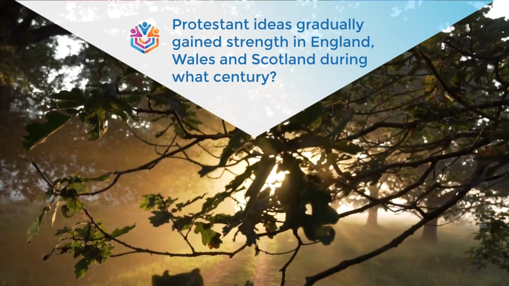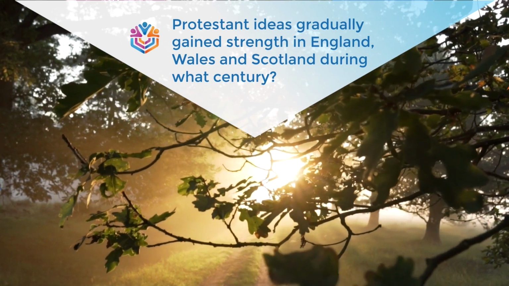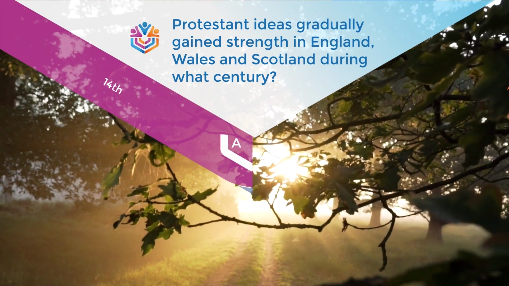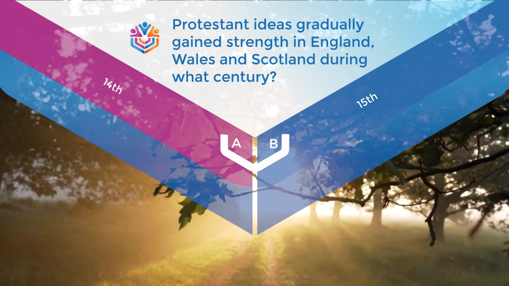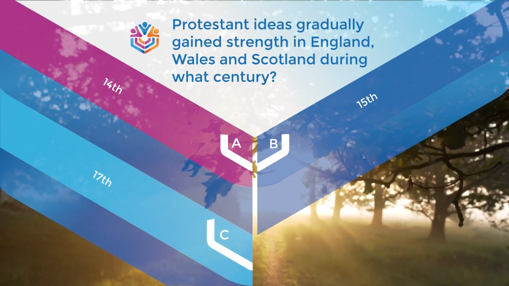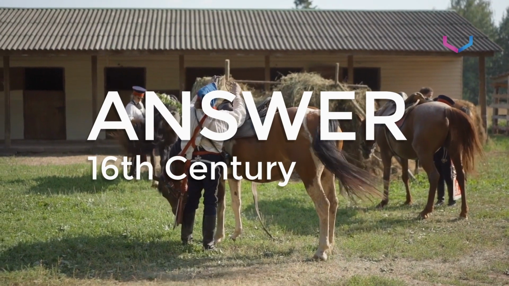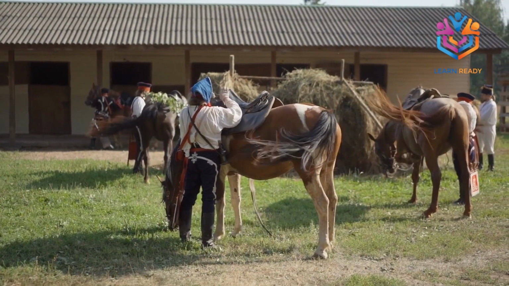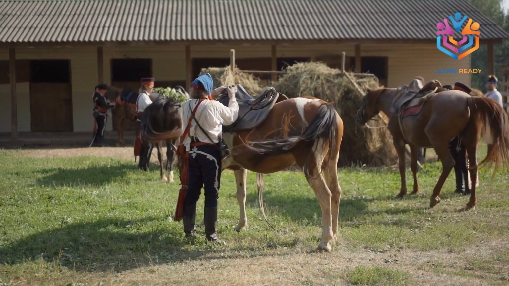9. Protestant ideas gradually gained strength in England, Wales and Scotland during what century? A. 14th. B. 15th. C. 17th. D. 16th. Answer: 16th century. Protestant ideas gradually gained strength in England, Wales and Scotland during the 16th century.